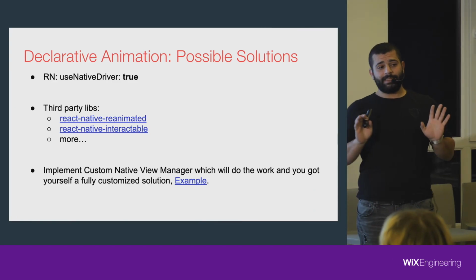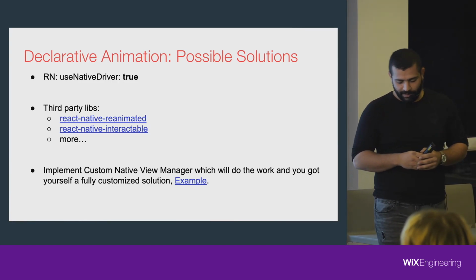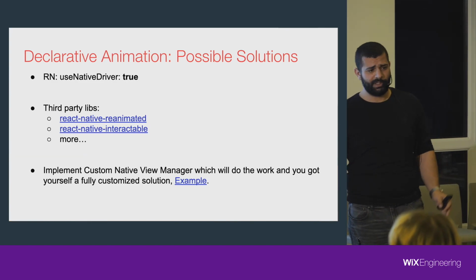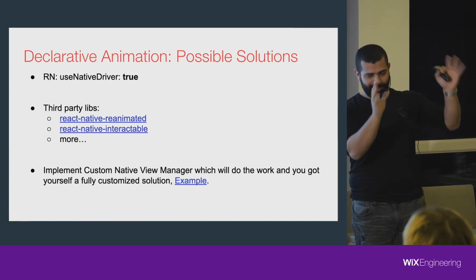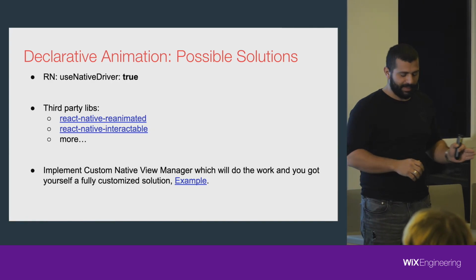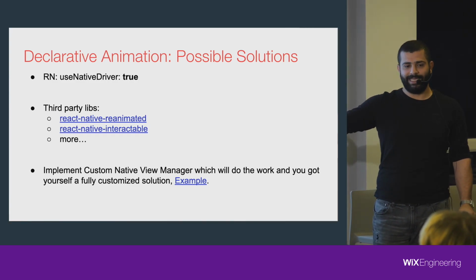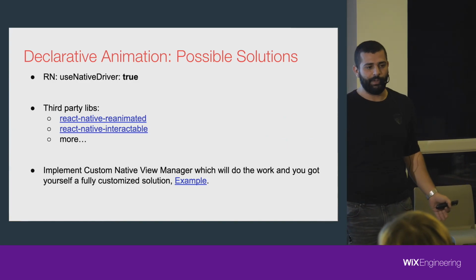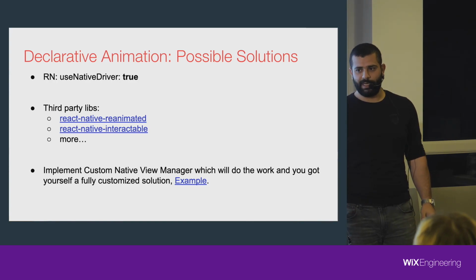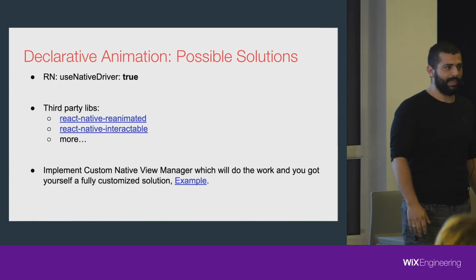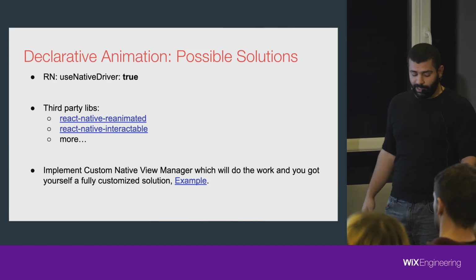And if you really insist on being fully customizable, you can write your own view manager, which takes a view. It's really simple. It takes a view and the data that we saw earlier, the starting point and the end point, and passes it to the native view manager, which will do the animation for you. I put here a link to a repository at Wix where we show how it's done. So these are the possible solutions that we got.